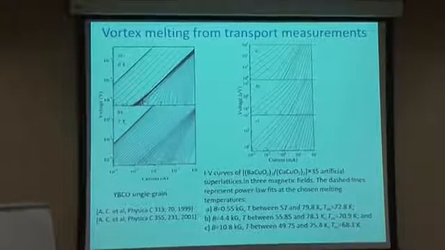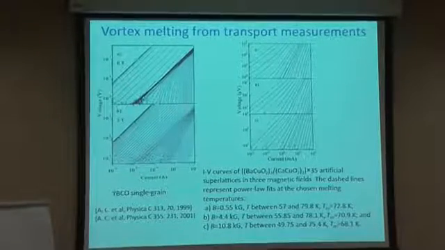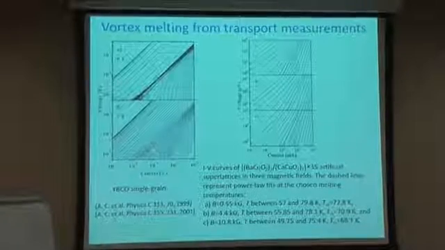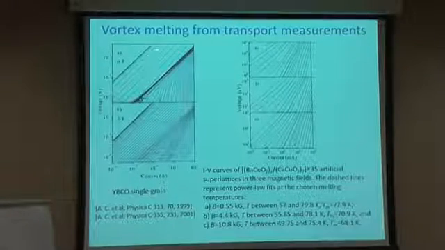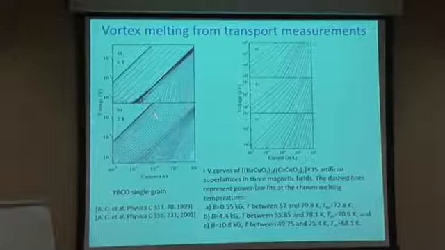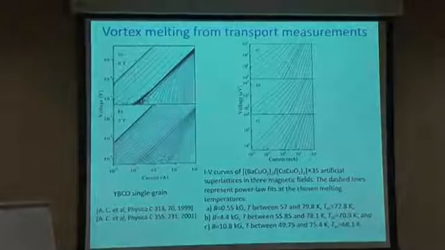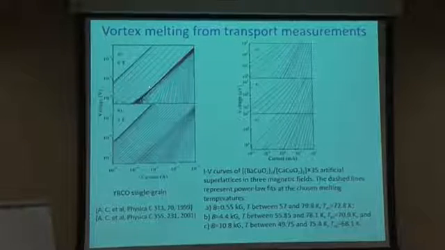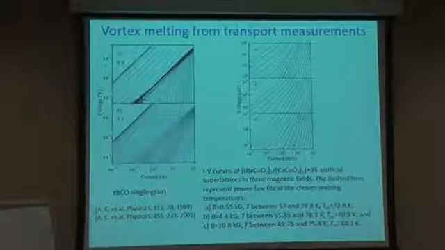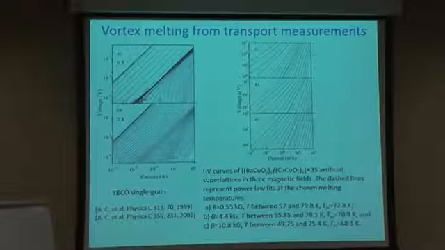Okay, so what we have here is for a single grain of YBCO in 0 Tesla, in 2 Tesla, and the difference between each curve is probably 10 or 20 millikelvin. So each line, each IV, you see these are plotted in log-log scale, yes?